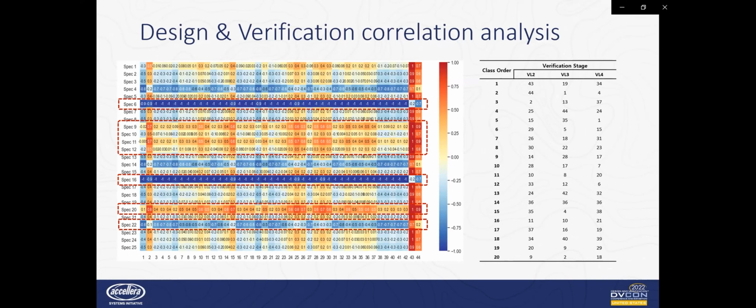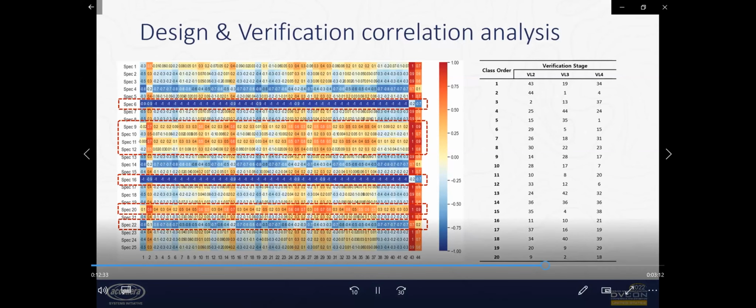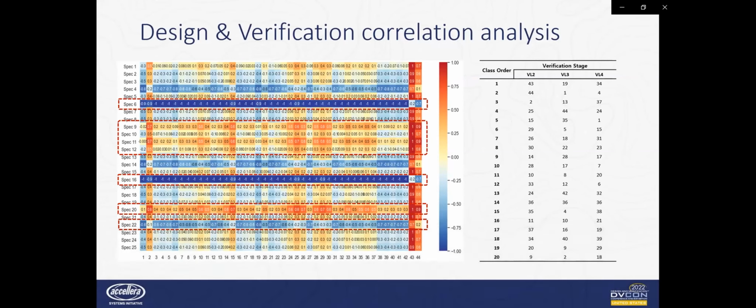In the figure on the left, the string marked with spec on the y-axis is the design component. And the number shown on the x-axis is the verification component classified by machine learning. And the class order table for the verification schedule on the right side is the result of ordering the verification regression schedule by scoring the verification component and test result for each design stage.